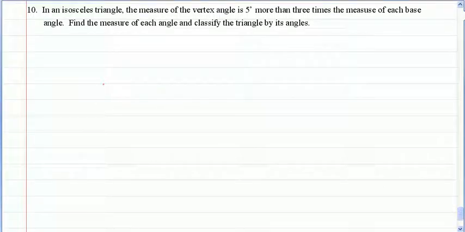And the last problem, we have an isosceles triangle where the measure of the vertex angle is 5 more than 3 times the measure of each base angle. So in an isosceles triangle, we have a vertex angle and 2 base angles.